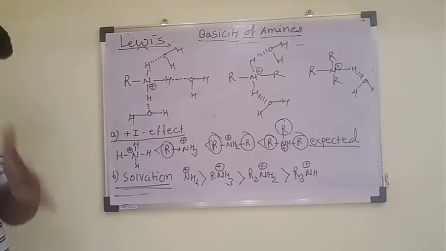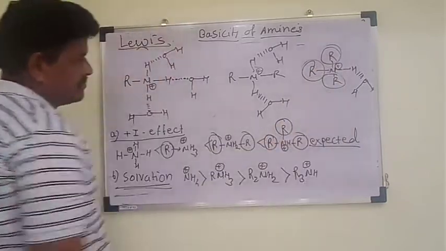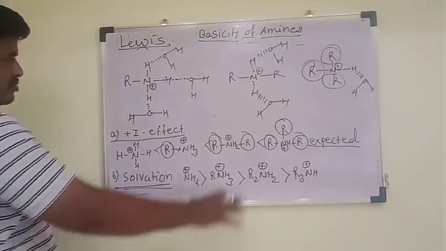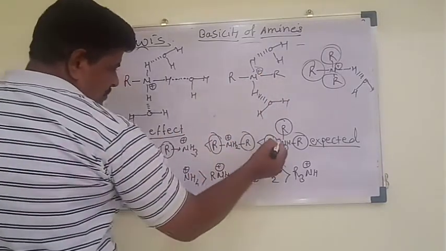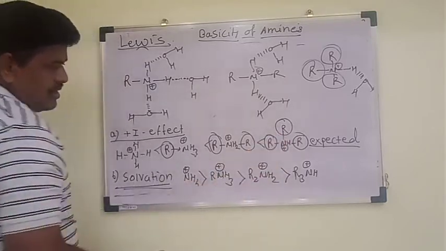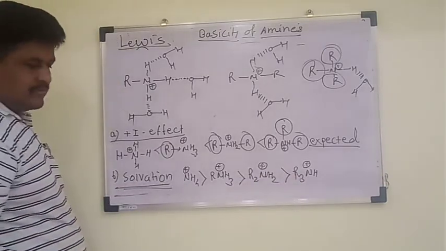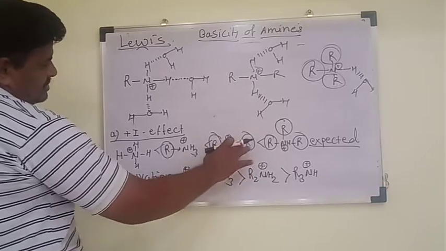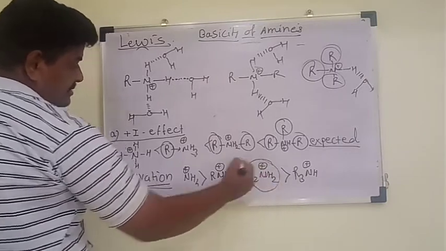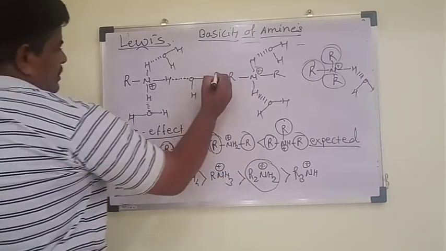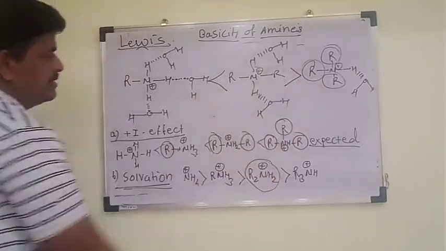But actually, in case of tertiary amine, due to steric factors, it is less basic as compared to secondary amine. So the combined effect is that tertiary amine has 3 plus inductive effects, but it is less solvated. In case of secondary amine, it has 2 plus I inductive effects, therefore it is more basic, and it is also stabilized by solvation, and therefore this is more basic as compared to primary amine and more basic than tertiary amine.